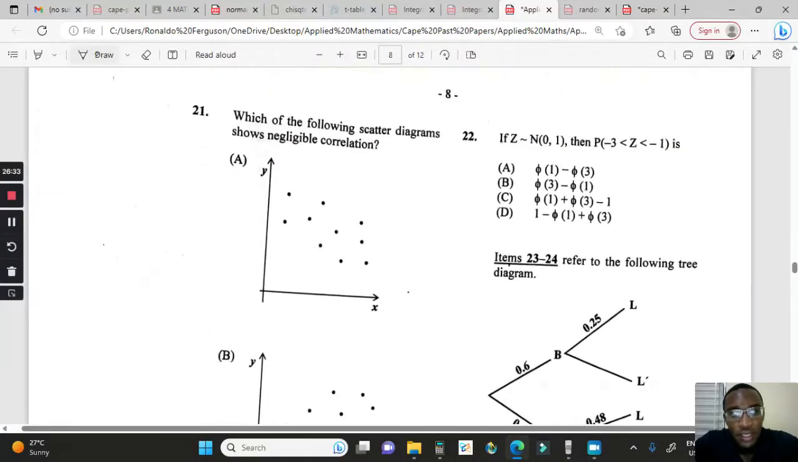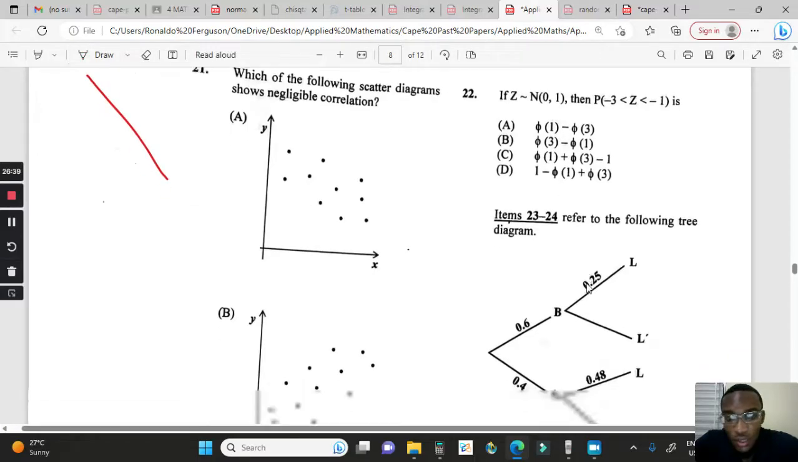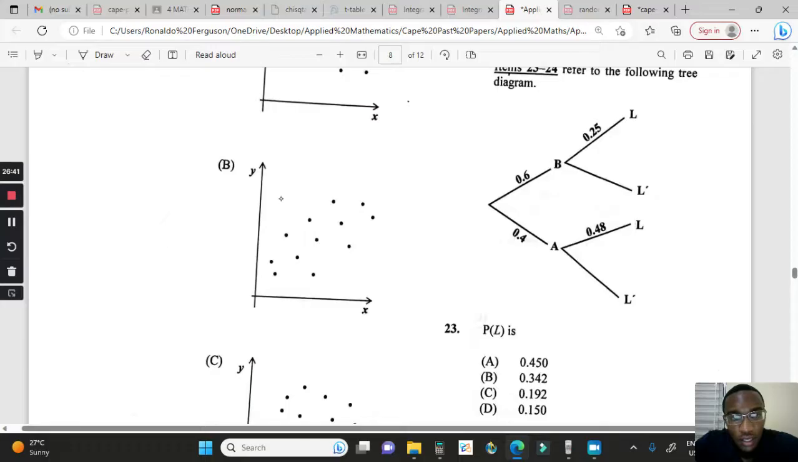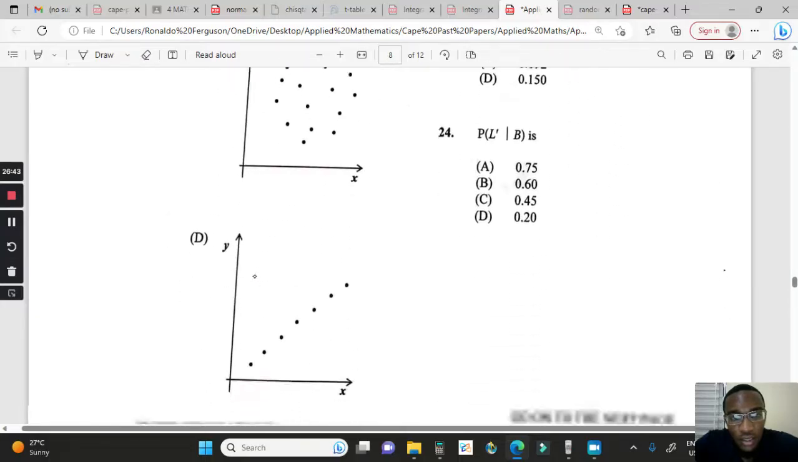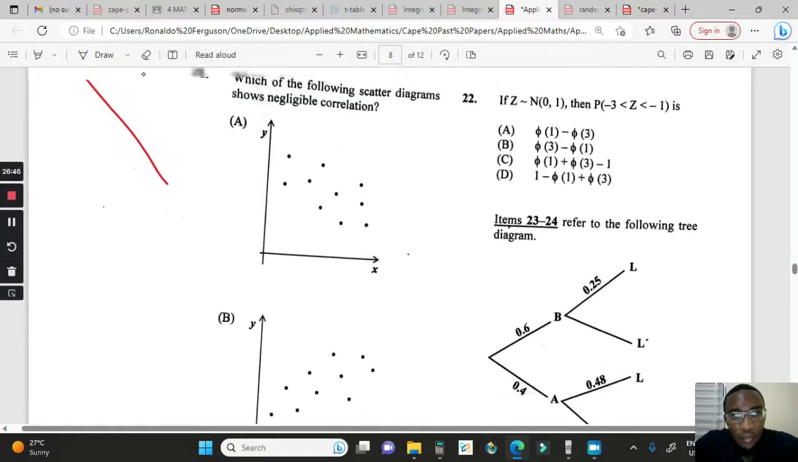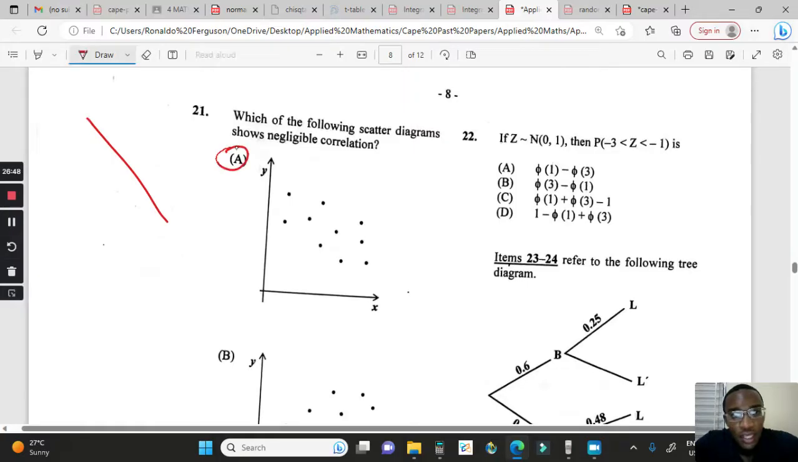Number 21, a scatter plot shows negative. It needs to go down. That's negative, going down. So which one is going down? This is going up. So it has to just be option A. That's the best one. Option A.